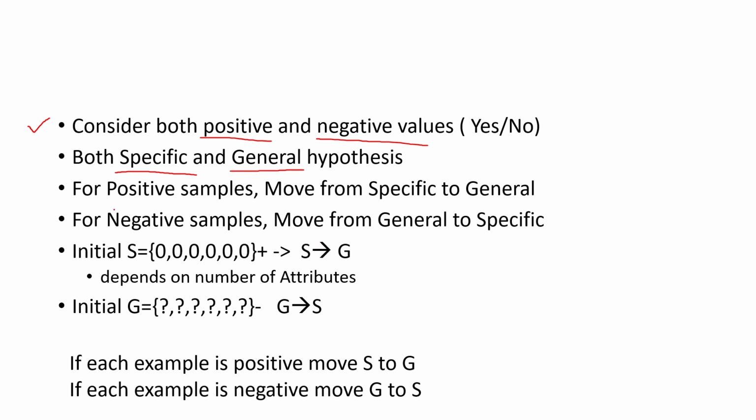For all positive samples, we have to move from specific to general. In case of a negative example, you have to move from general to specific. These two points you have to remember. We have to initialize both hypotheses, one specific and one general. Phi or 0 can be used for the specific hypothesis. For the general, question mark is used. This is the initial stage of this algorithm, initializing S and G.